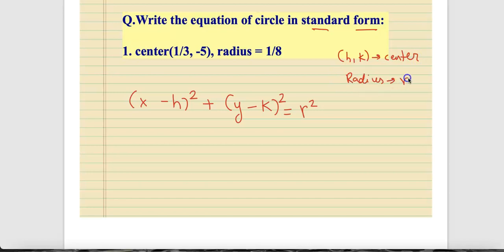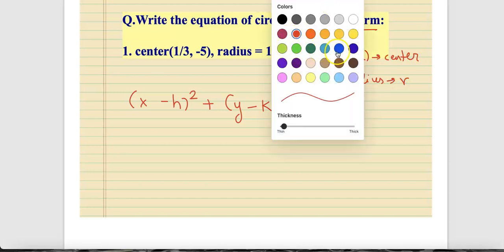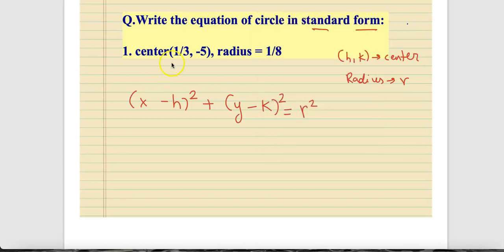So now let's read the question, what is given to us in this question over here. We have been given center, so this means center h, this is my h, this is my k, and r is my 1 over 8. So it's super easy for me. I only need to do is just substitute the values. So now what is my h? H is my 1/3. I'll write 1/3 over here, and I will put my square over here.